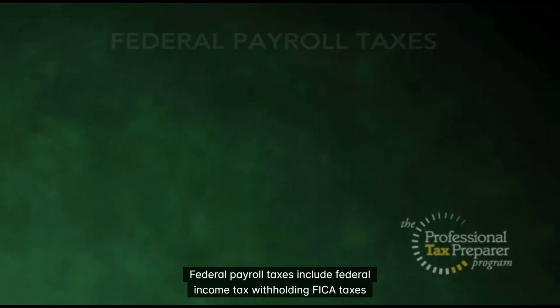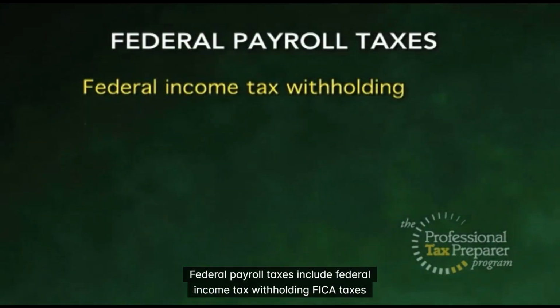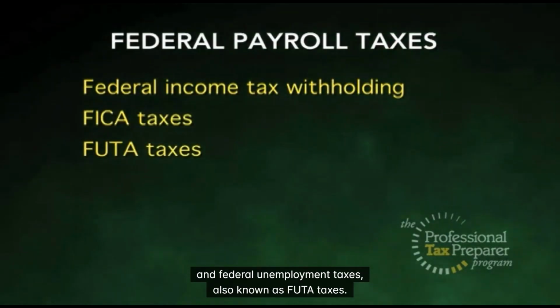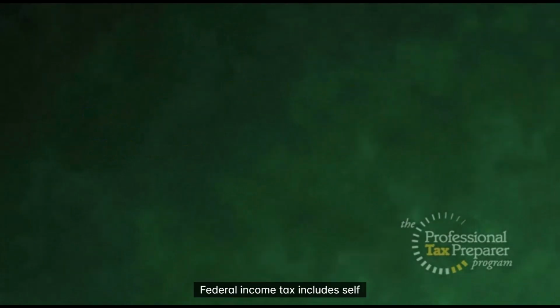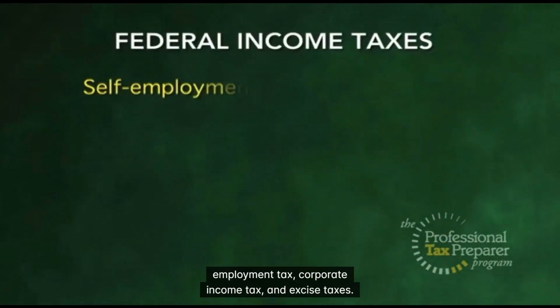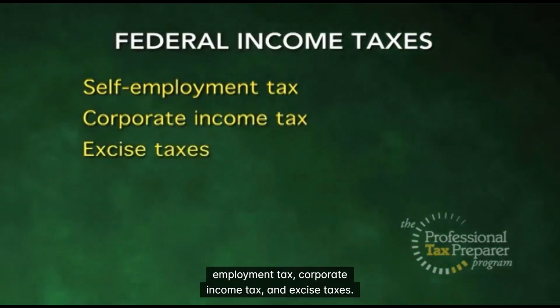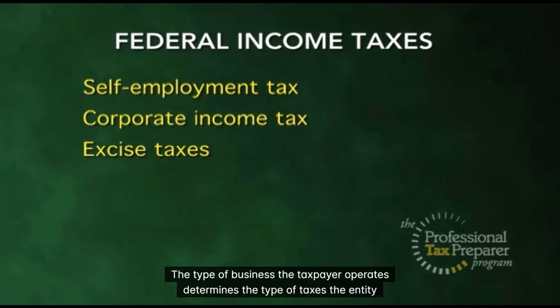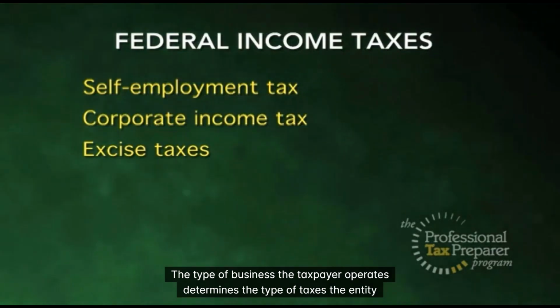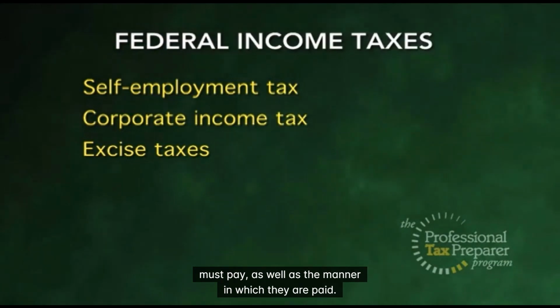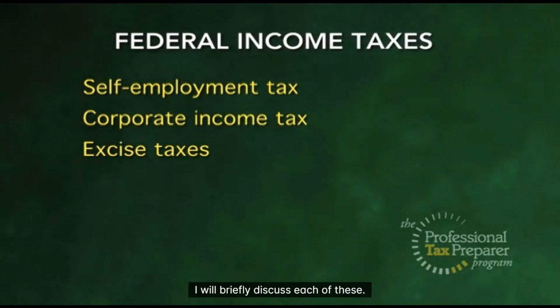Federal payroll taxes include federal income tax withholding, FICA taxes, and federal unemployment taxes, also known as FUTA taxes. Federal income tax includes self-employment tax, corporate income tax, and excise taxes. The type of business the taxpayer operates determines the type of taxes the entity must pay, as well as the manner in which they are paid. I will briefly discuss each of these.